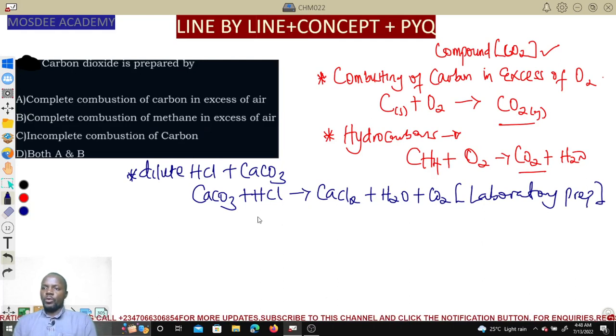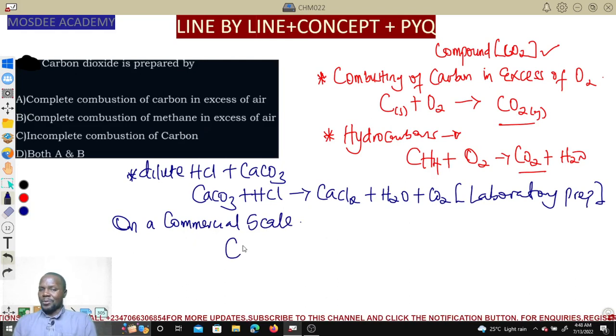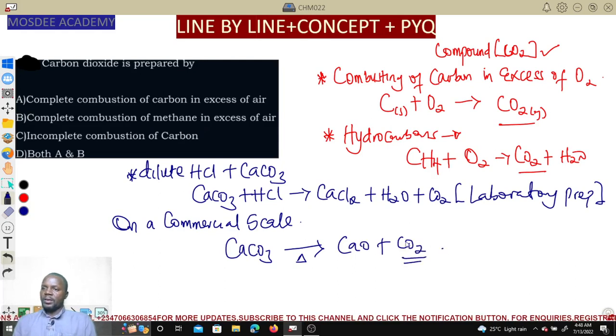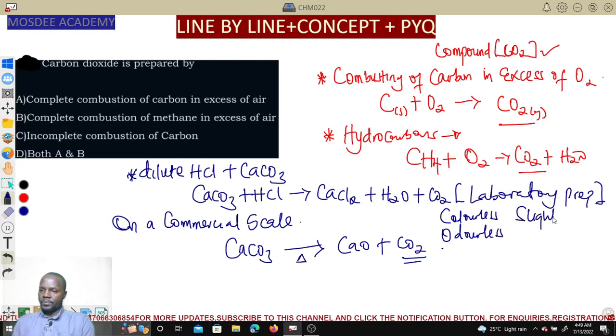But if you want to prepare it on a commercial scale, it is prepared by decomposition of CaCO3. If you decompose this one, you know, CaO plus CO2. So all these are very, very important for you to keep in mind. And about CO2, it is colorless, it is odorless, it is slightly soluble in water.